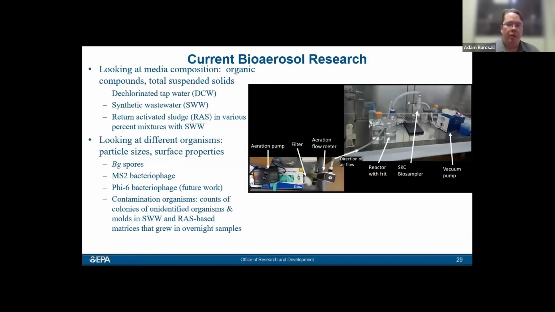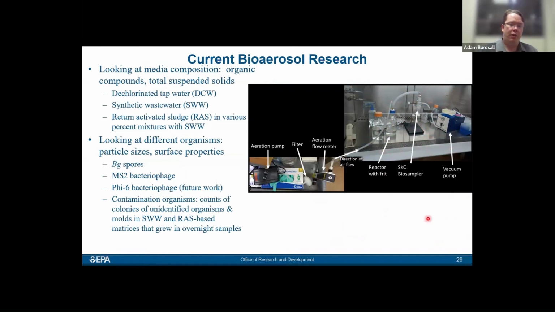So here at EPA, we're continuing this bioaerosol work and expanding on what we know about how bioaerosols are emitted by looking more closely at the composition of the liquid that aerosols are being emitted from to see how the matrix compositions affect the emission and capture of aerosols. Our bench scale system pictured here uses an aeration pump to provide aeration to a relatively closed reactor. And here we have our bioaerosol sampling device connected to a vacuum pump.